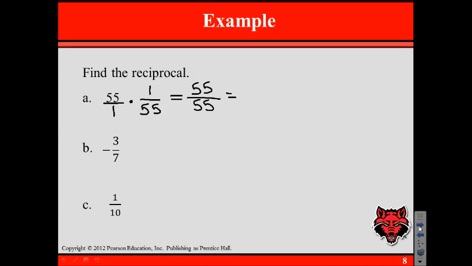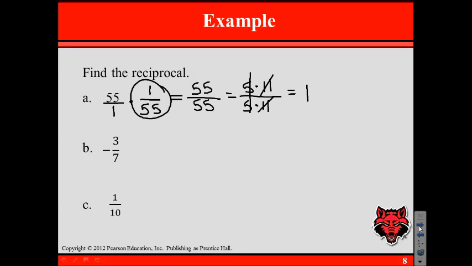When we simplify this fraction, we would start by writing the prime factorization of both top and bottom, which we see is identical. The 5's cancel, the 11's cancel. And when everything cancels, or when you divide a number by itself, it becomes 1. So because the product of 55 and 1 over 55 is 1, the reciprocal of 55 is 1 over 55.